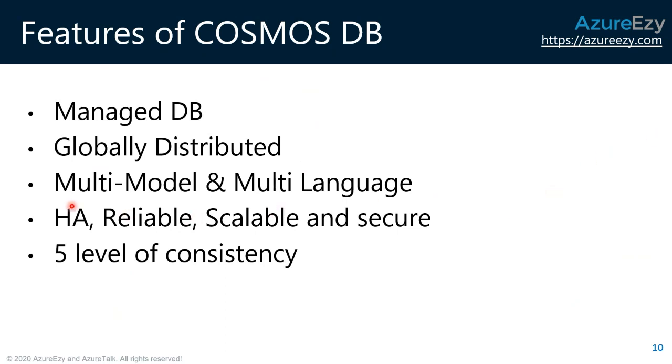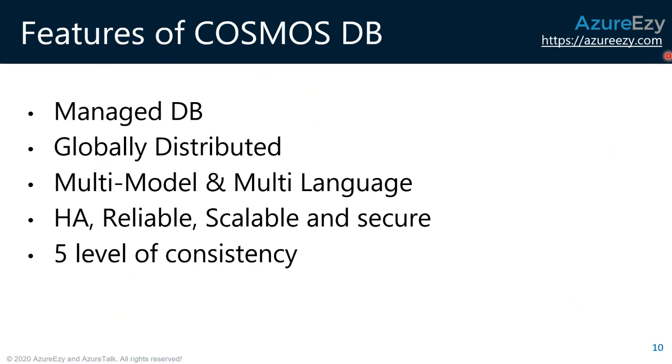All right, let's hit the multi-model and multi-language feature. That simply means Cosmos supports almost all kinds of NoSQL databases available. Let me explain. We have four kinds of NoSQL databases, right? Like key-value, document DB, graph, or column DB. Now, if you have a key-value database, Cosmos can handle it. If it's document, Cosmos can handle it. If it's a graph or column-based database, guess what? Cosmos can handle it. So no matter what kind of NoSQL database you have, Cosmos can handle it.